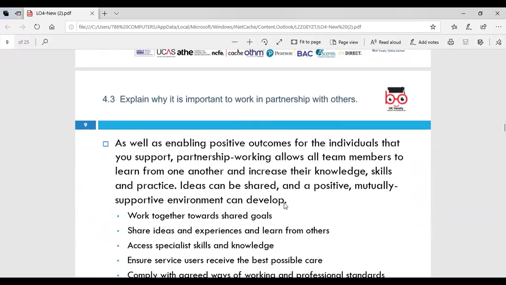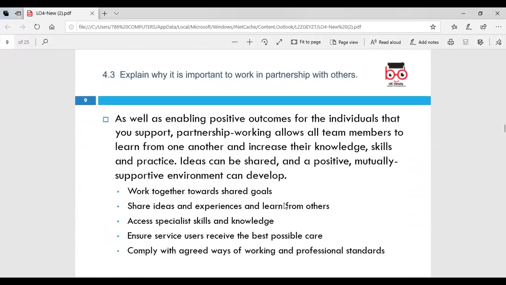So it is important to have working relationships with others. Obviously, you're working towards improving quality of care and towards a shared goal. So you share ideas and experiences, and you learn from others. You can access specialist care, skills and knowledge, and you ensure that service users receive the best possible care. Your basic objective is in the interest of the service users, and you all comply with agreed ways of working and professional standards.